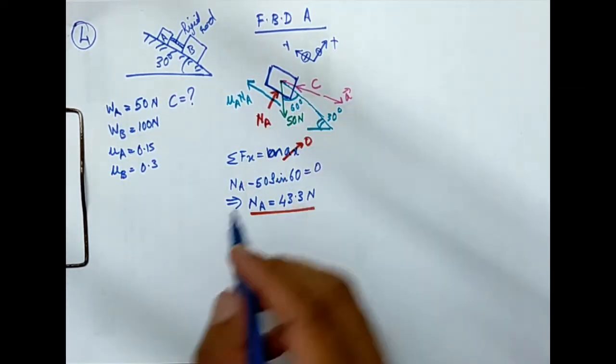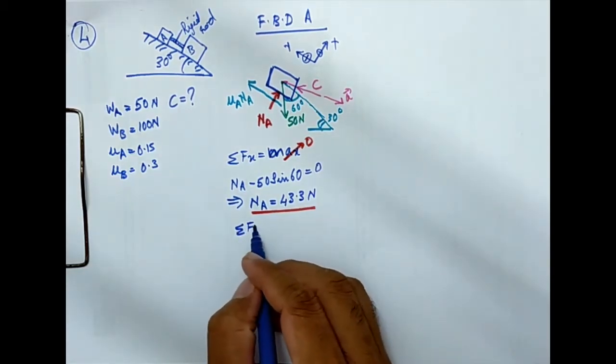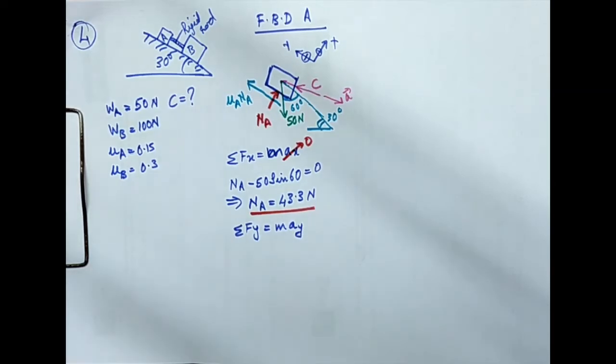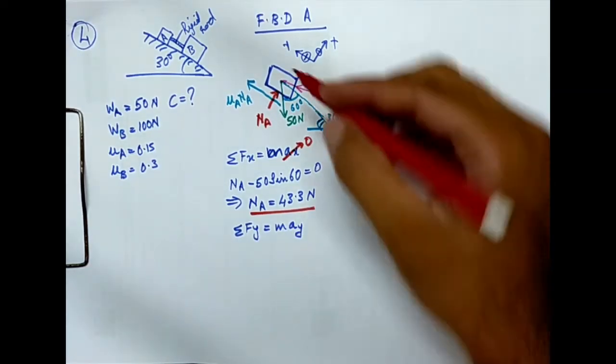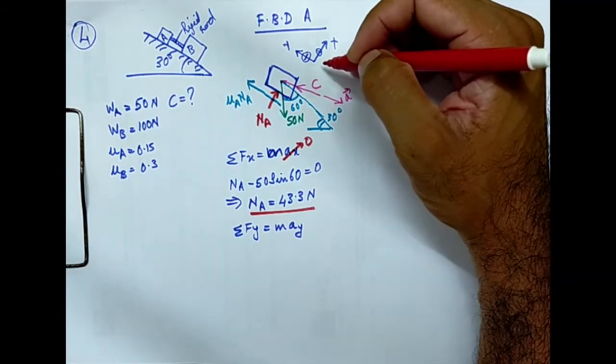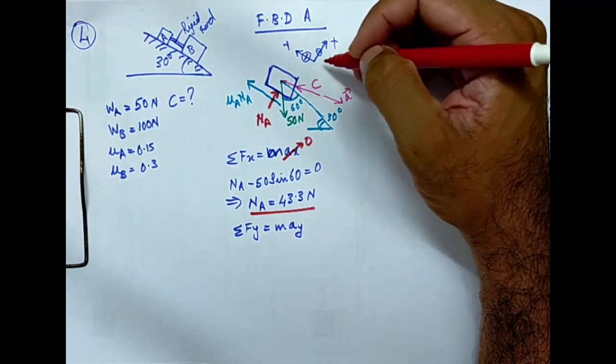Now let's consider the equation in the other direction. Sigma Fy is equal to m a_y. Now this is the y direction. So what about the acceleration a_y?